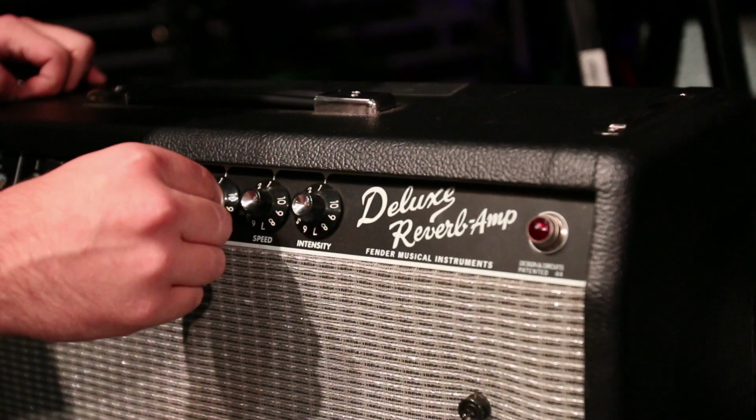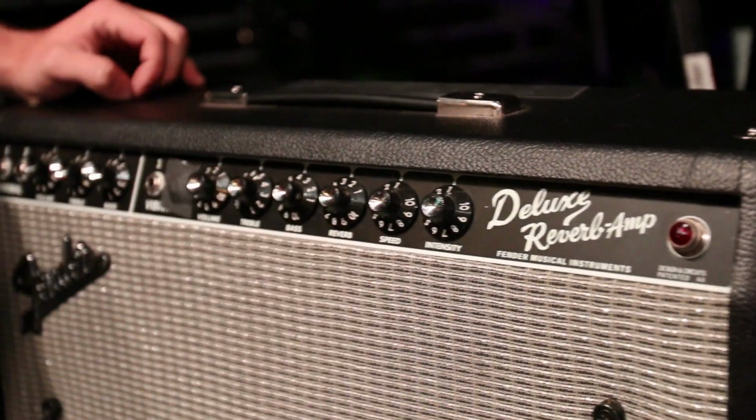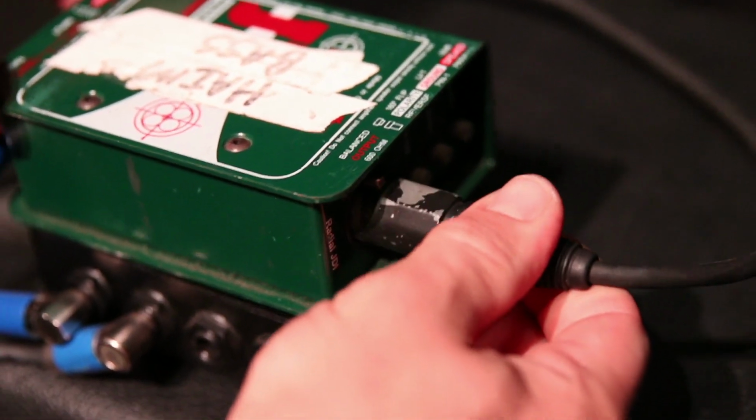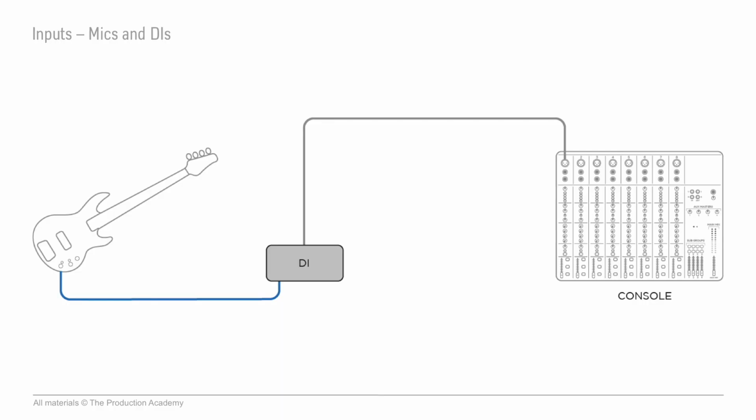So, we use a microphone to get an acoustic sound into the mixer, but that won't work for bass, keyboard, or other electronic instruments. We could send the instrument through an amplifier and put a microphone on it. Or we could use a DI. This takes the signal and sends it directly to the console. You can also use a mic and a DI.